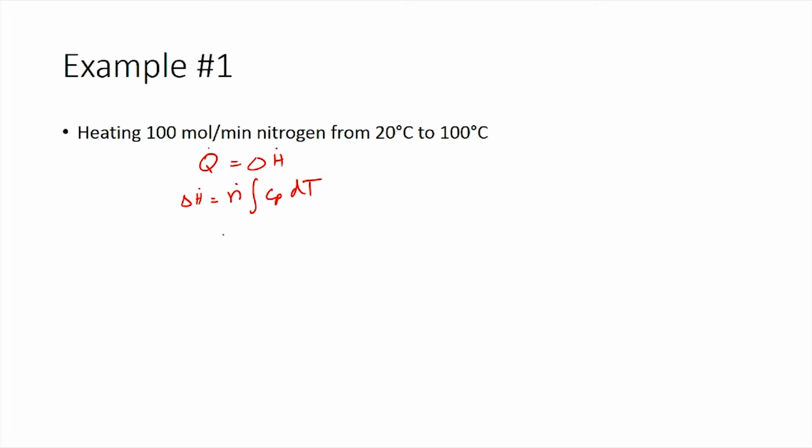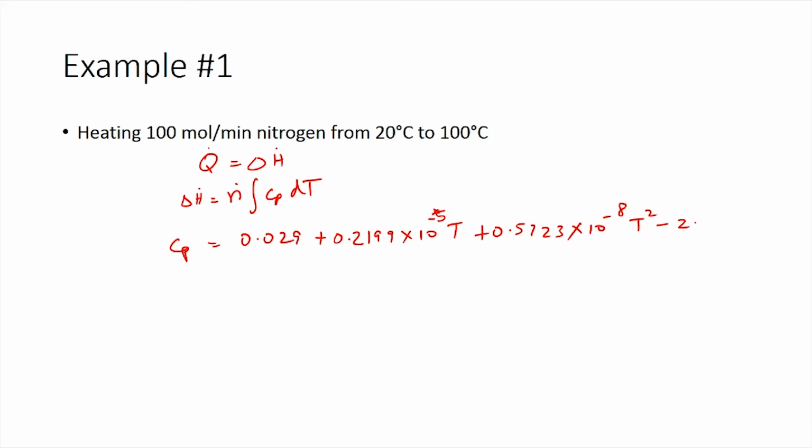We now have to identify the Cp values which are given in the textbooks. The Cp value given for nitrogen is 0.029 plus 0.2199 times 10 power minus 5 T plus 0.5723 times 10 power minus 8 T squared minus 2.871 times 10 power minus 12 T cubed.